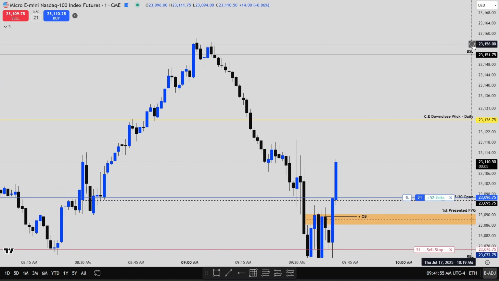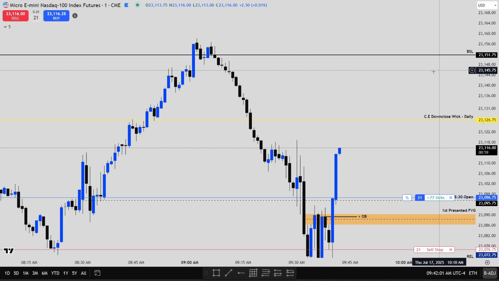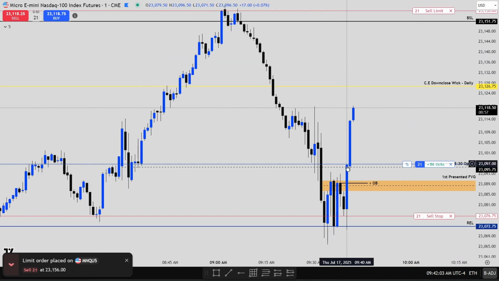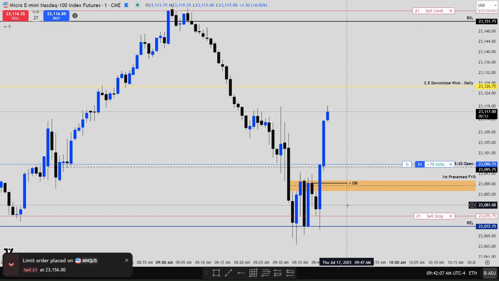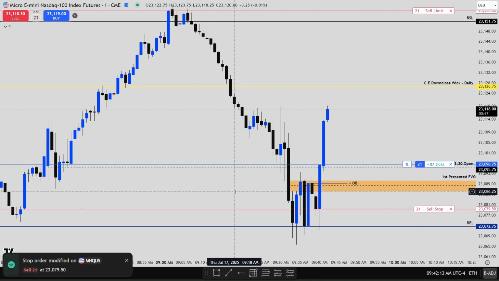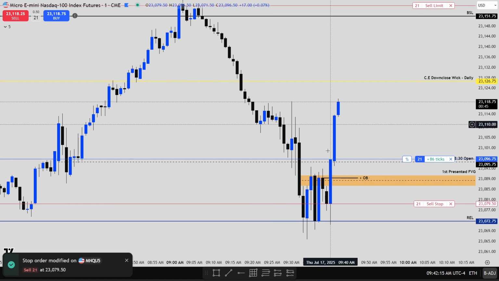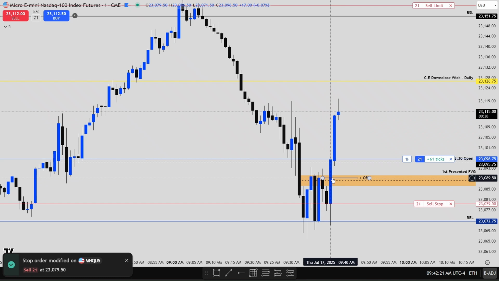Ultimately, I am targeting all the way up here. I will be taking some partials though. Okay, nice. I'm just gonna trail my stop up just a bit, take off some of that risk. If we leave this fair value gap open here, I'm moving my stops up right to this order block.